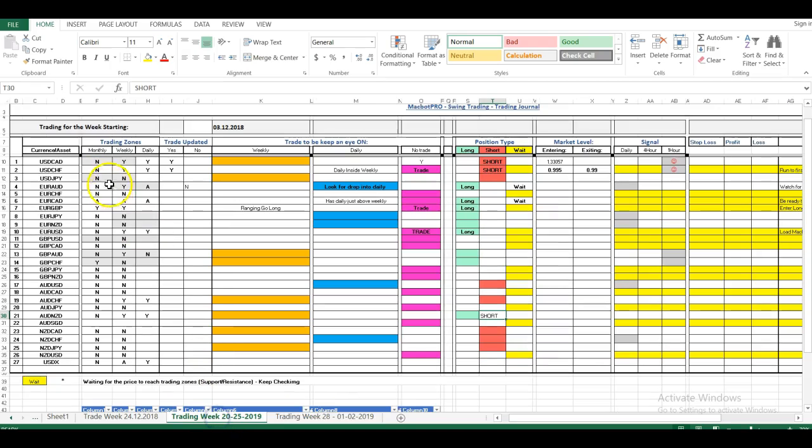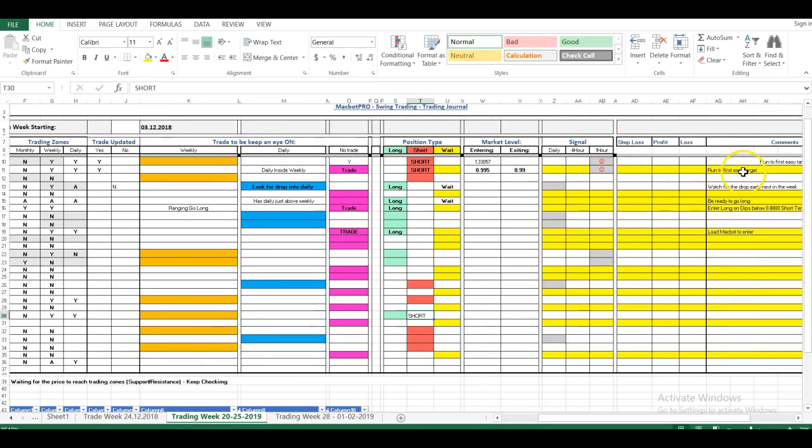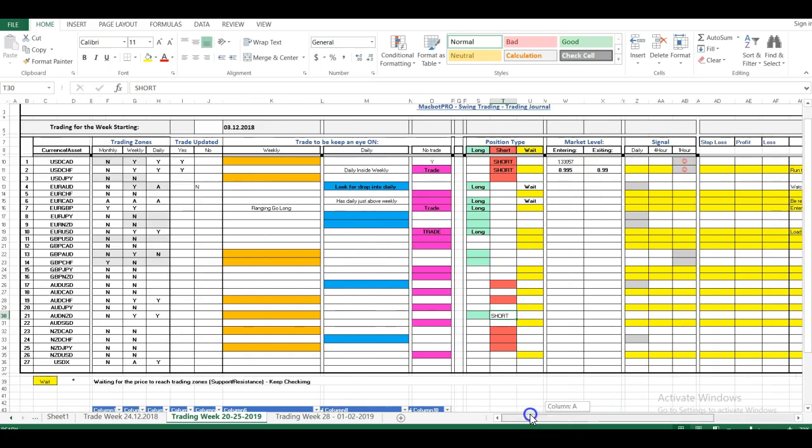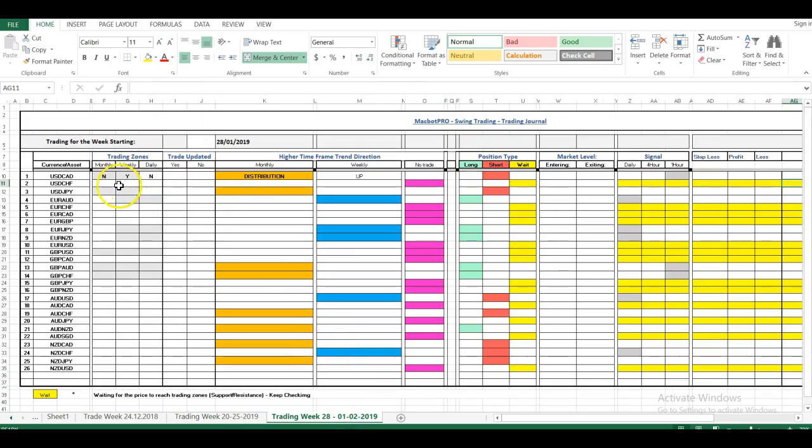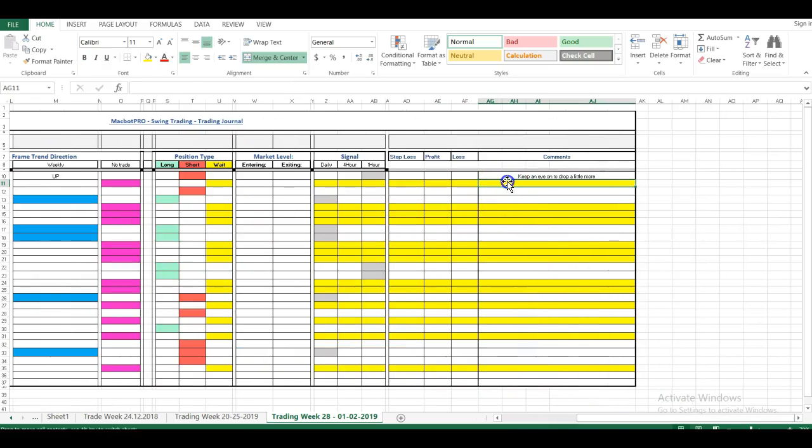If you look at last week's spreadsheet, trade inside, you can see these are the trades that are in. Run to first easy target. You can see exiting 99. So USD Swiss franc. No. No. Okay.